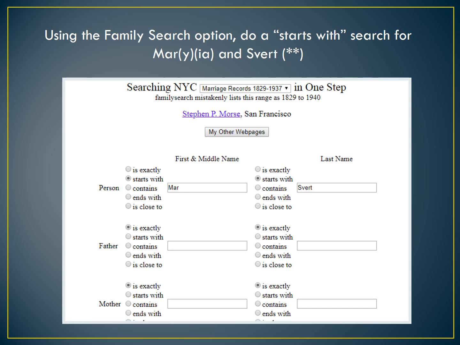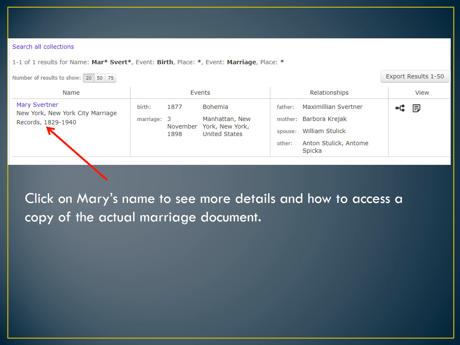Using the Family Search option, do a Starts With search for Mary or Maria Severt. Only the first 3 letters of her first name were used and the first 5 letters of her last name. Mary Severtner's marriage was found on Family Search. By clicking on Mary's name, you will see more details on how to access a copy of the actual marriage document. It is always recommended that where possible you view the original document as it may contain more information.